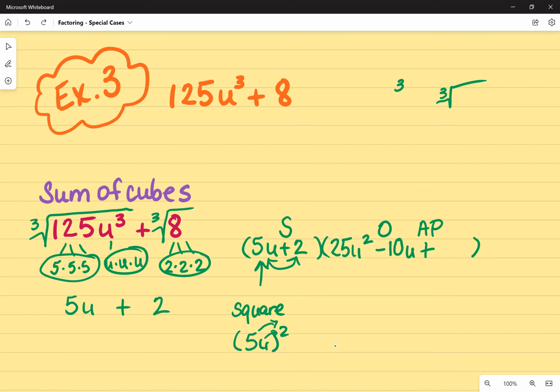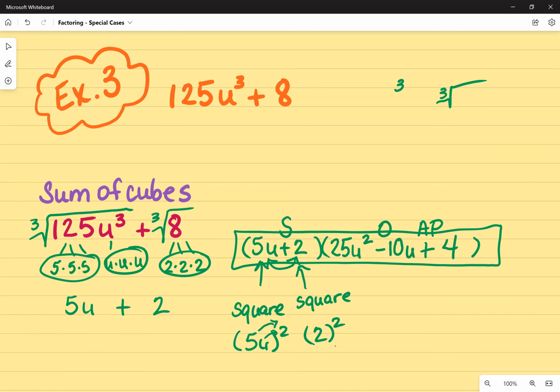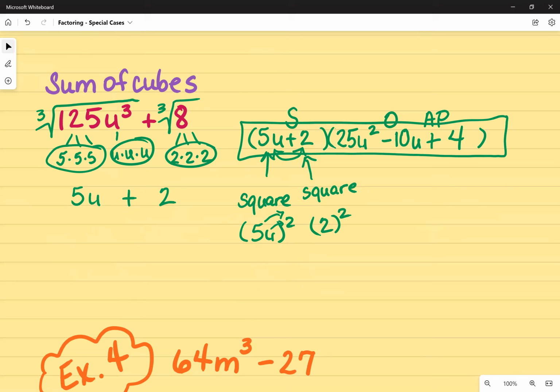And then the last term, I'm going to do what I did with the first one. I'm going to square it. So that means 2 to the second power, which is 4. So this is my answer. Those are the steps that you would use if you are trying to factor sum of cubes.